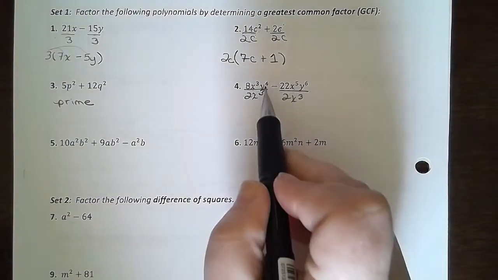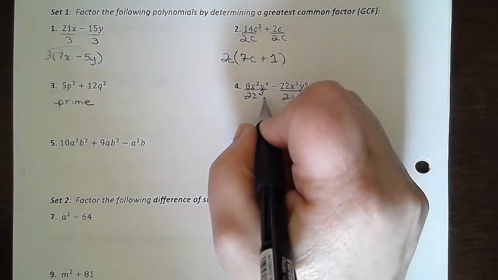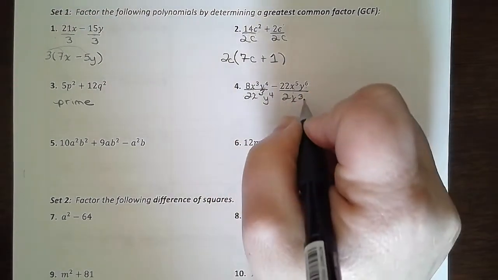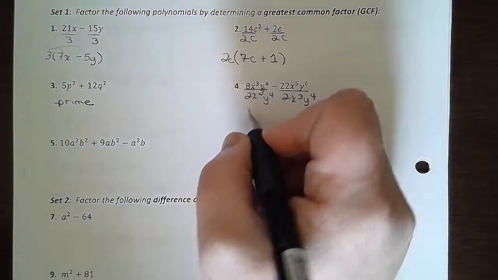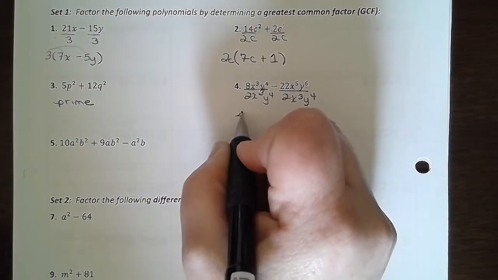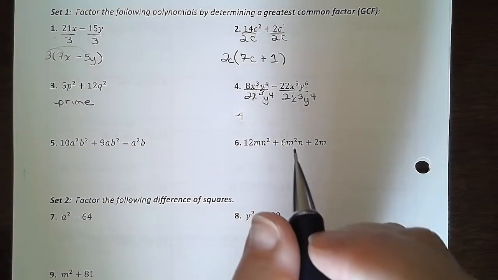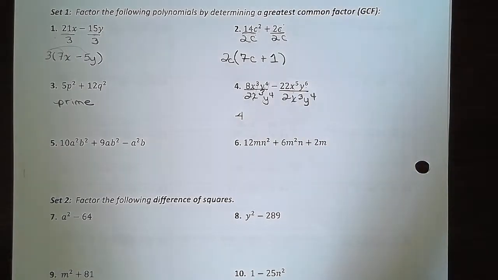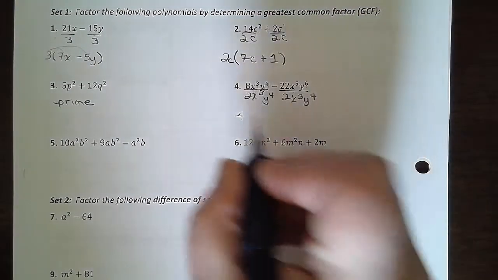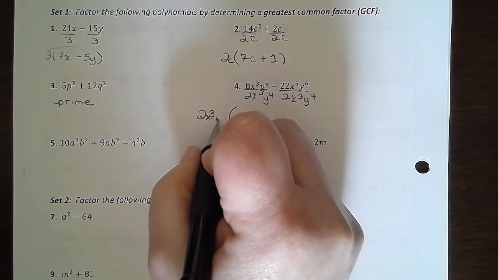Then there's a y here and a y here, and the lowest exponent for y is 4. This is called taking out your greatest common factor. So 8 divided by 2 is 4, and then these just cancel out, so it's 4 times 1, which we don't even put in there. On the outside, I'm going to put 2x to the third, y to the fourth.